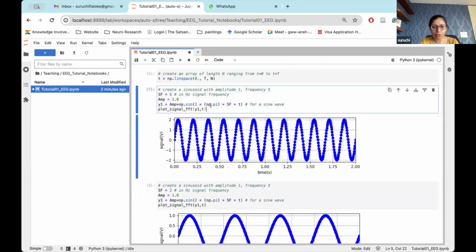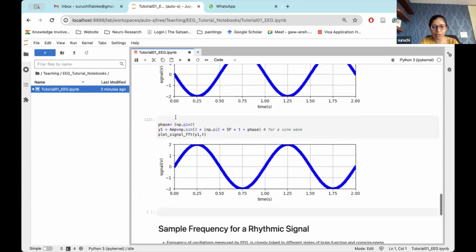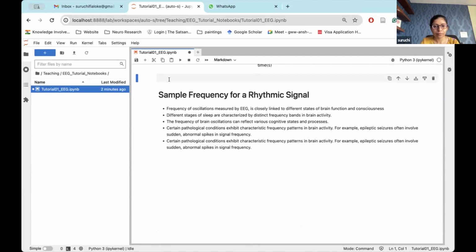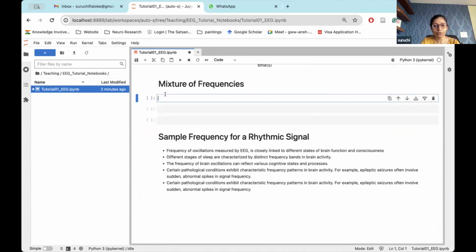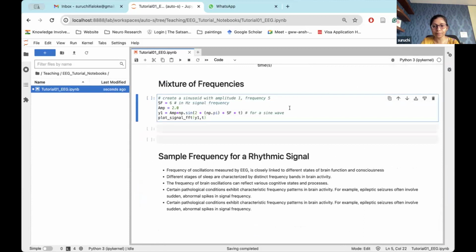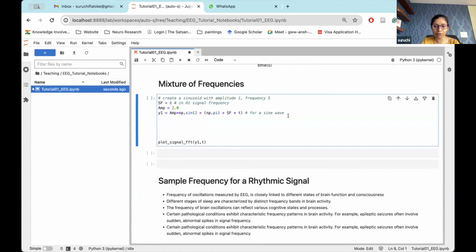Now one more thing I'll show you, something you can play around with. Now let's look at a mixture. So you have this as y1, and then I'll make another wave, I'll call it y2.